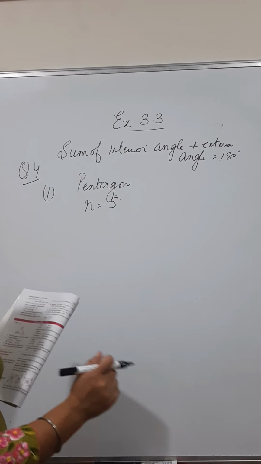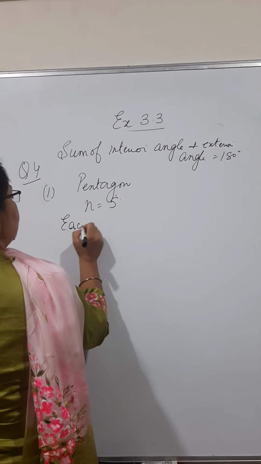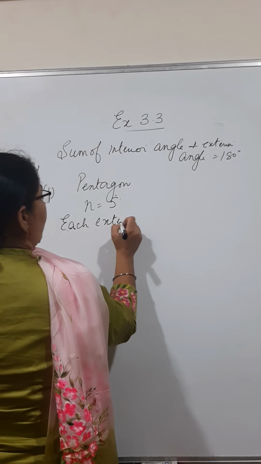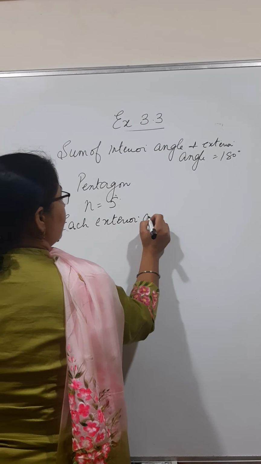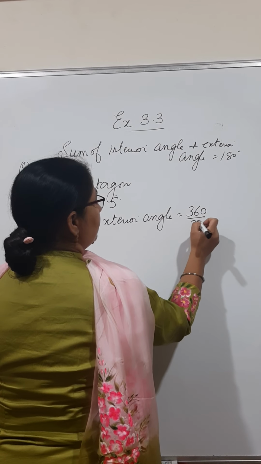If n is equal to 5, what will be each exterior angle? First of all, we will use the formula for each exterior angle. Each exterior angle is equal to 360 divided by n.